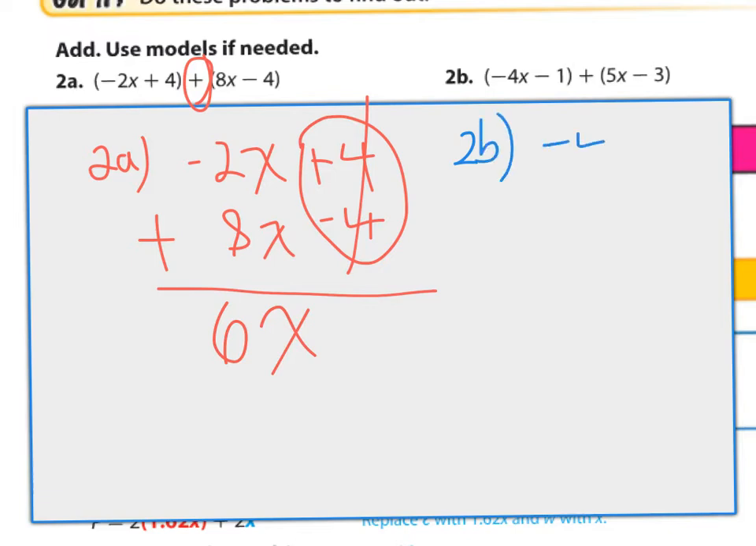Let's check 2b. I have negative 4x minus 1 plus 5x minus 3.